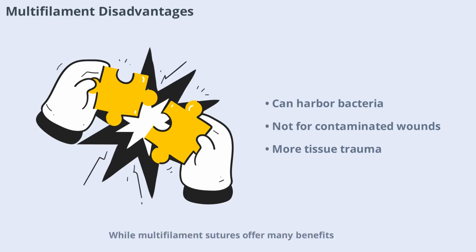While multifilament sutures offer many benefits, they also have drawbacks. Their braided structure can harbor bacteria, making them unsuitable for contaminated or infected wounds. The thicker design may cause more tissue trauma compared to monofilament sutures. Surgeons must consider these factors when selecting multifilament sutures, especially in environments where infection risk is high.